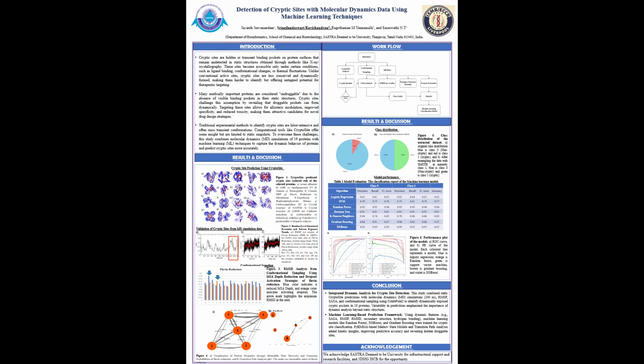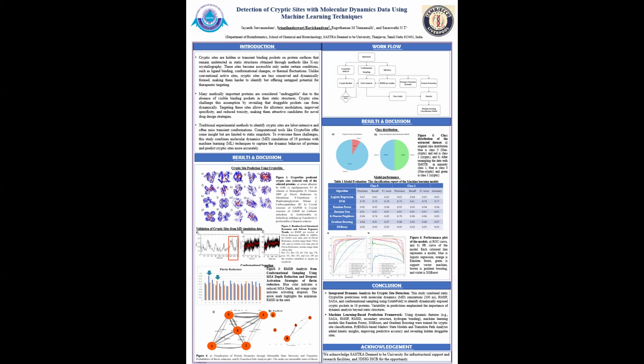First of all, cryptic site. It is a hidden binding pocket on protein surface that remains undetected in static structure but accessible under certain conditions such as conformational changes. It is important to detect cryptic site because many undruggable proteins became druggable by detecting the cryptic site and targeting that particular region. So this basically allows for improved specificity and reduced toxicity, which is a very attractive novel drug design strategy.